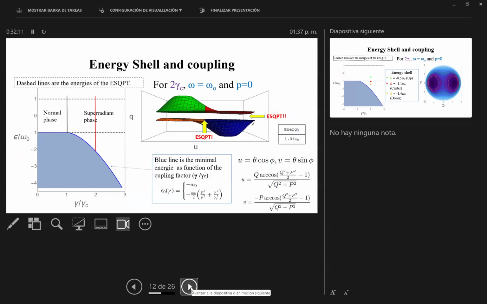You see now that it splits into two surfaces, and you are at high energy.